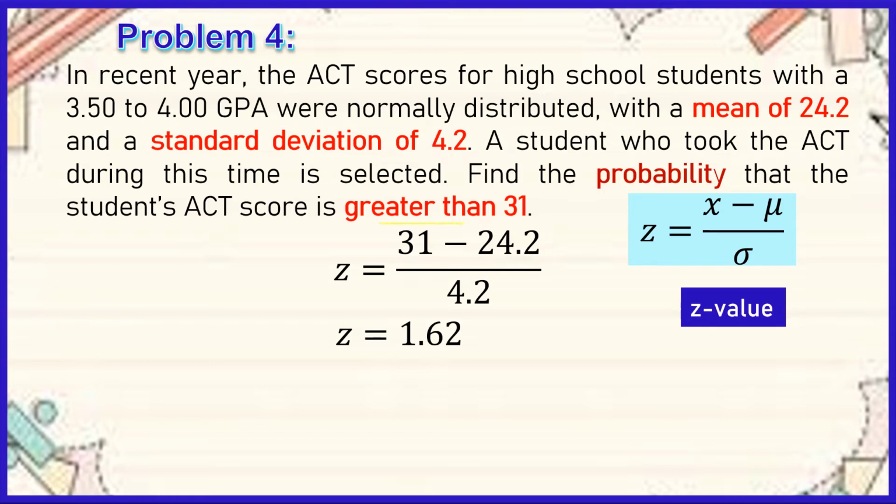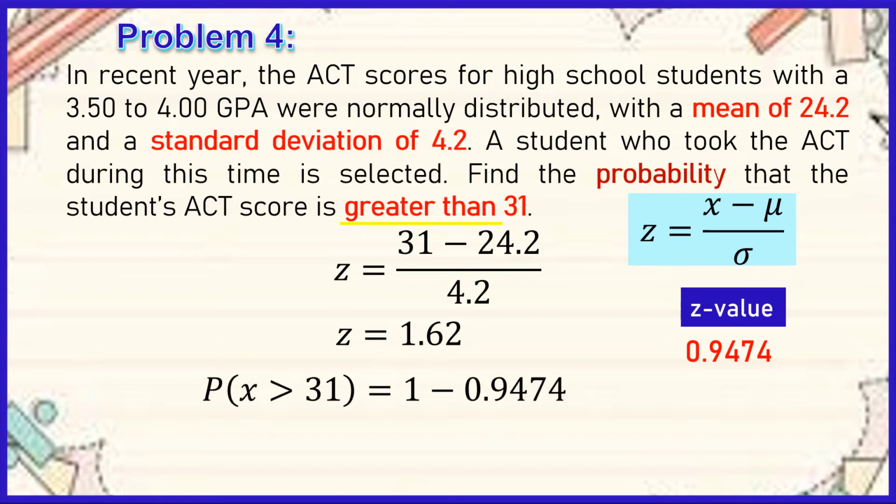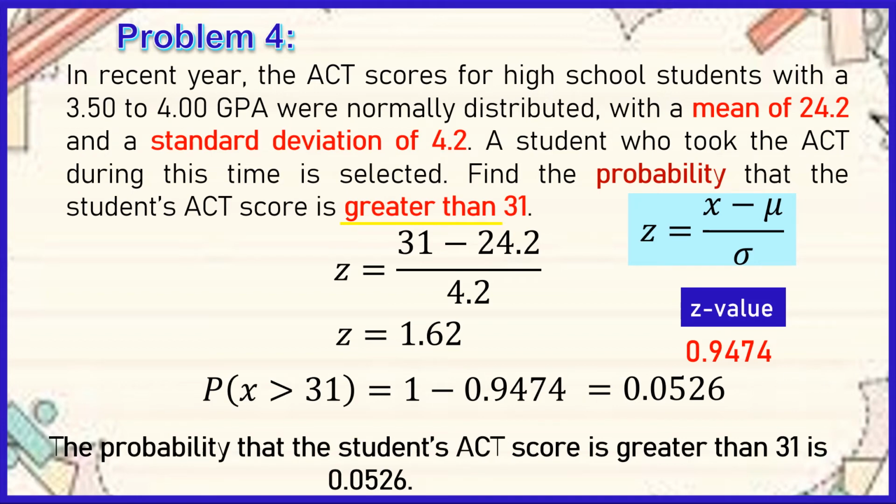Getting the z value of this one, it is equal to 0.9474. Since we are looking for greater than, we are going to subtract it from 1. So the probability that x is greater than 31 is equal to 1 minus 0.9474. And since we are going to solve for the probability, no need to multiply it by 100%. So the answer is the probability that the student's ACT score is greater than 31 is 0.0526.